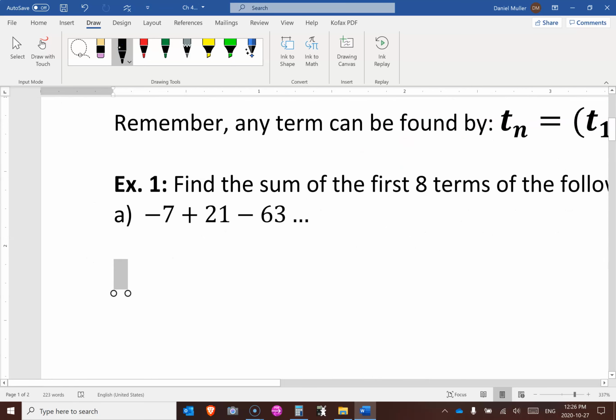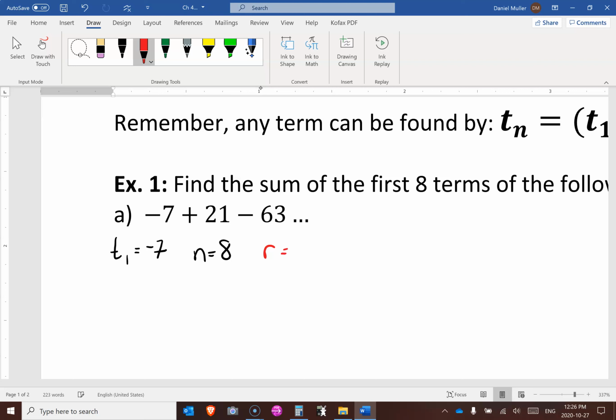So it's good to just write down what you know. So term 1 is equal to -7. The number of terms is 8. And the common ratio r. Now the common ratio r is always done, remember, t2 divided by t1. If it was an arithmetic sequence or series, you would subtract them. But this is geometric, so we're dividing. 21 divided by -7, which in this case is -3, so that's our r.